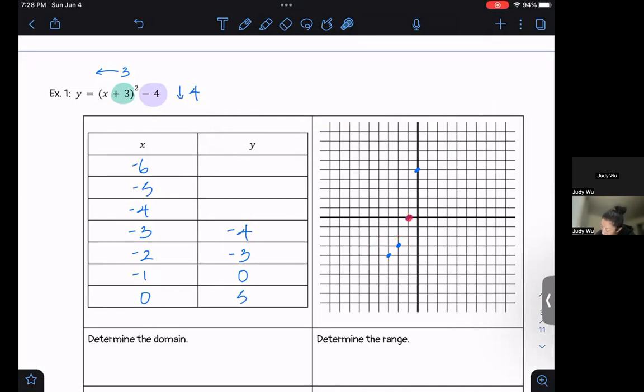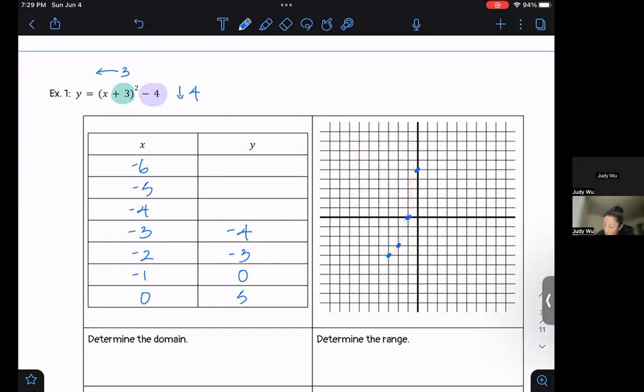And same thing, this point will be reflected, this point will be reflected 2 over. And this point will be over here. And then I could connect everything to make a parabola.